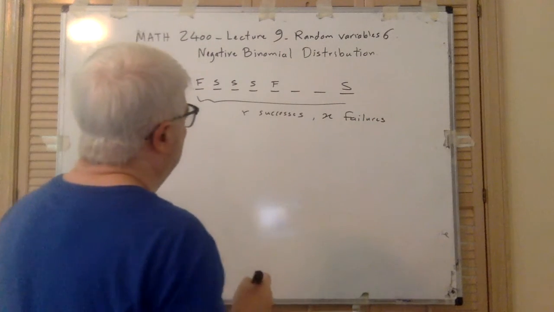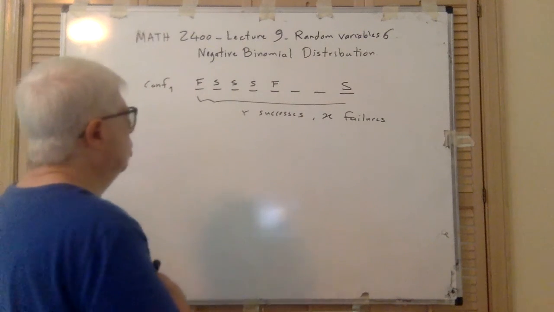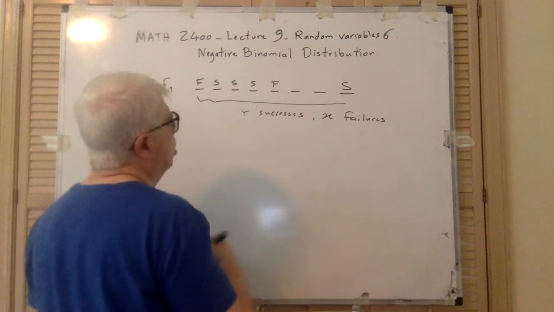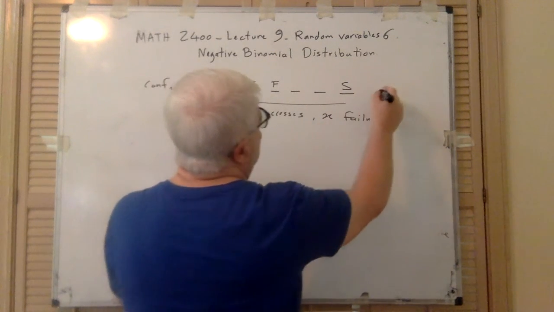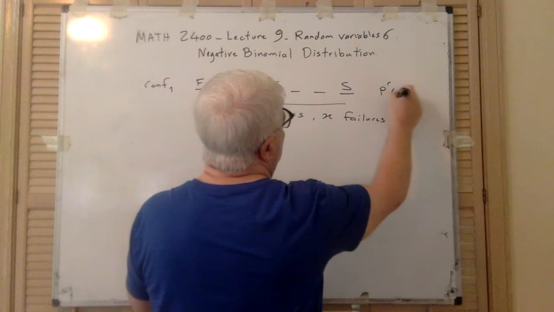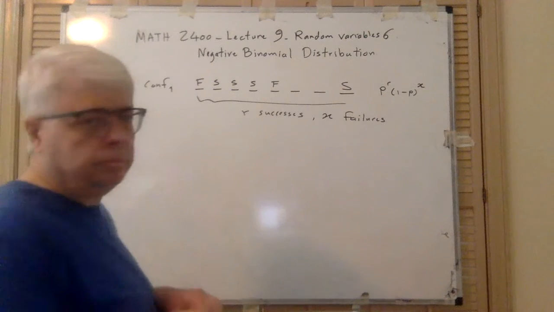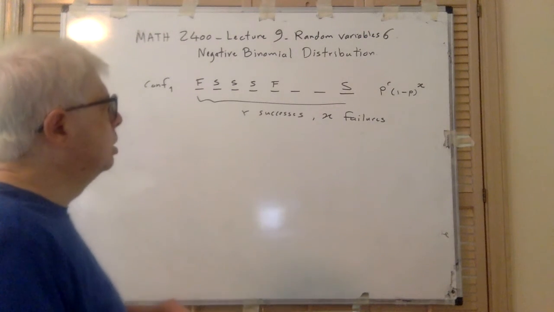So, what is the probability of this thing happening? Just this configuration. The probability of this configuration happening is not that hard because I have R successes, so it is P to the power R times 1 minus P to the power X.